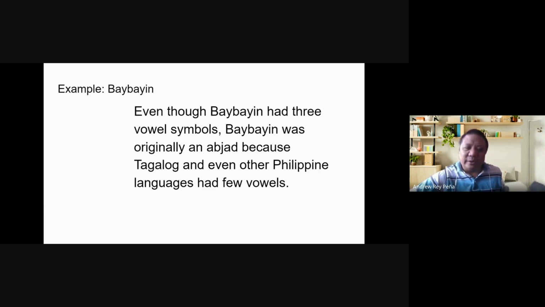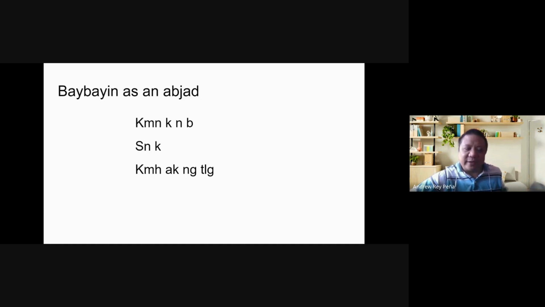Because Tagalog and other Philippine languages had few vowels and were much simpler, they didn't have many consonant clusters like tr, pr, sp. They didn't have much of that. So Baybayin could represent Filipino, Tagalog, and other languages simply by consonants. So, for example, by just looking at this, you could probably infer what it means.